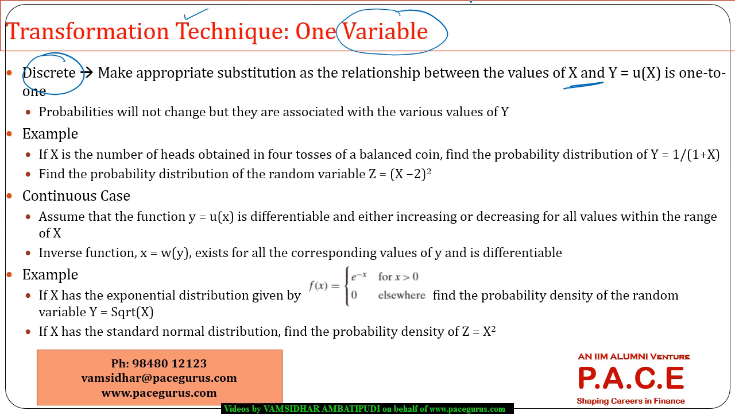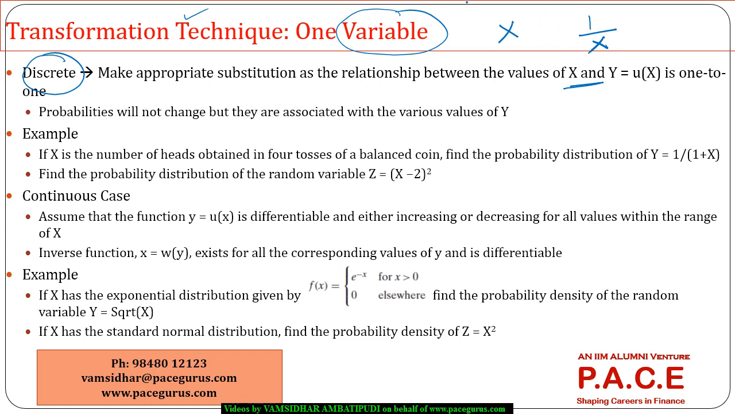If I want the probability distribution, let's say I have a probability distribution function of x, and I want to find out a probability distribution function of 1 by x. As long as these two have 1 to 1 kind of a relationship, there is nothing that is stopping me from a simple substitution. The probabilities will not change, but they would be associated with the newer values of y.